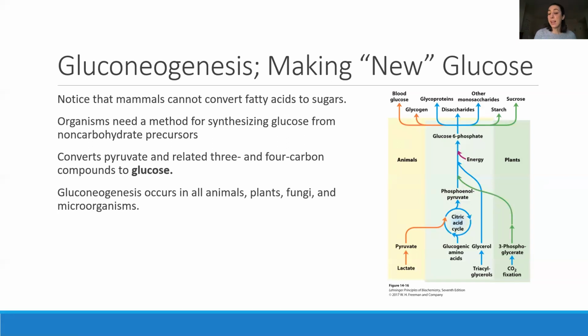Gluconeogenesis is an anabolic pathway, one of few anabolic pathways we'll be covering at the beginning of these topics. Remember, right now we're generally focusing on catabolic pathways, or the breakdown of different biomolecules. Here is a diagram of many of the pathways that we will be going through that are involved in energy generation.